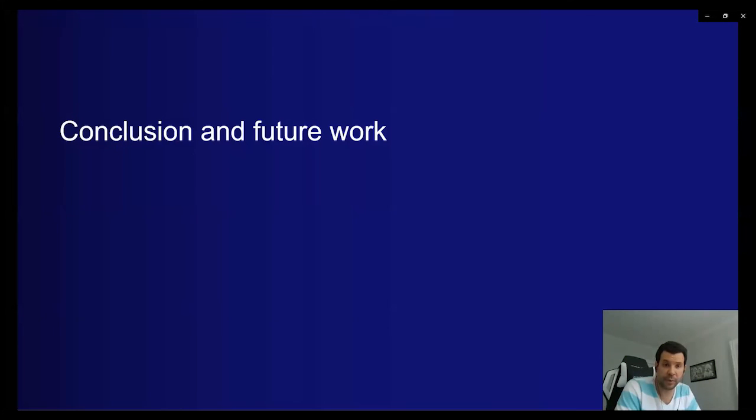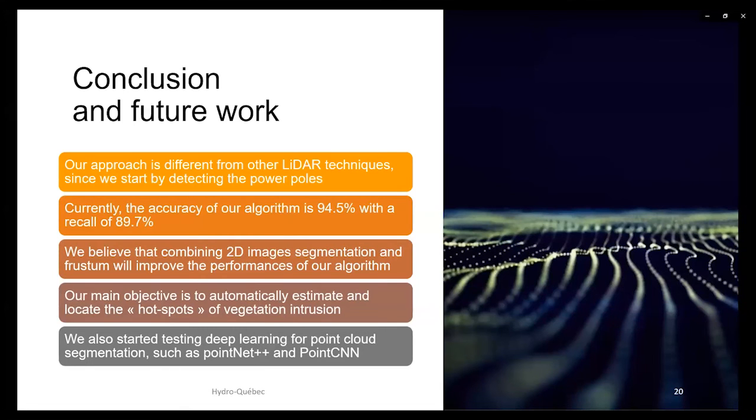Let's move to the conclusion and future work. As a conclusion, our approach is different from other LiDAR techniques because we start by detecting poles and then we extract planes in order to find the power lines. Actually, we have an accuracy of 94% with a recall of 89%. We strongly believe that combining the 2D image segmentation and frustum extraction will improve the performance of our algorithm.